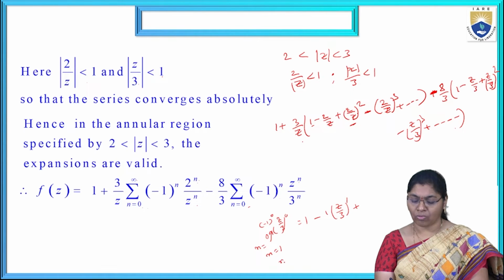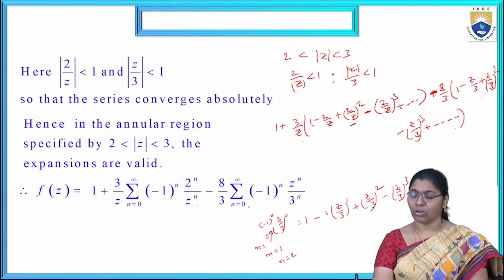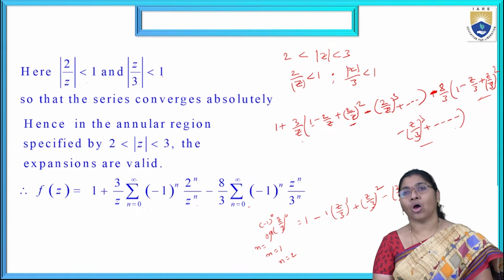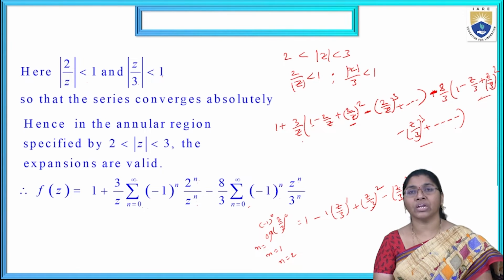Plus, n equal to 2: (-1) squared, that is plus 1, times (z/3) squared. Next, (-1) cubed, that is -1, times (z/3) cubed, plus up to so on. Now these steps are also completed. Now this is the complete Laurent series expansion of the given function f(z).